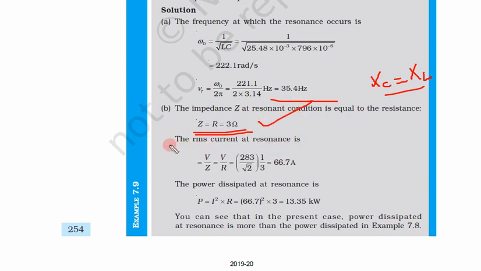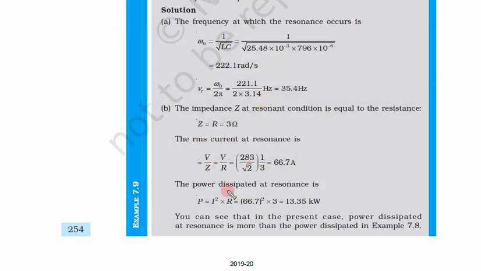RMS current at resonance. So what is RMS current? So we know what RMS voltage is given to us. So RMS voltage is maximum voltage divided by root 2. So V upon Z. Why we have taken Z is equal to R? Because at resonance this Z is equal to R. So this is RMS voltage upon resistance, and this RMS voltage is maximum voltage, that means 283 volt divided by root 3, and this R is 3 ohm. After calculation we get an RMS current of 66.7 ampere. So this is our RMS current.